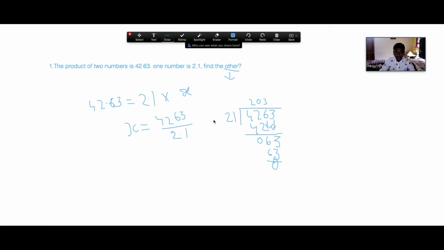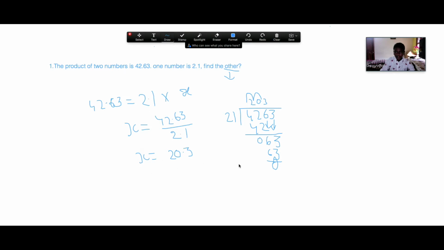So friends, in division we should go from left to right, and in multiplication we should go from right to left. So that's why the point will be here. So 1 plus 2 3, right? 1 1 2 3. So it is 20.3. So if x is equals to 20.3, the other number is 20.3.